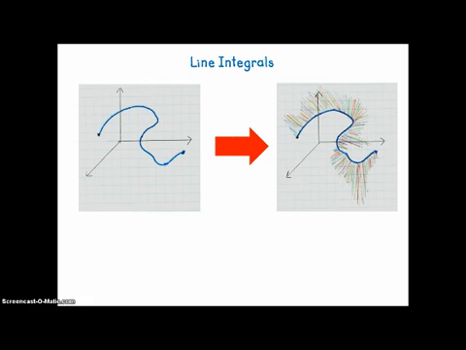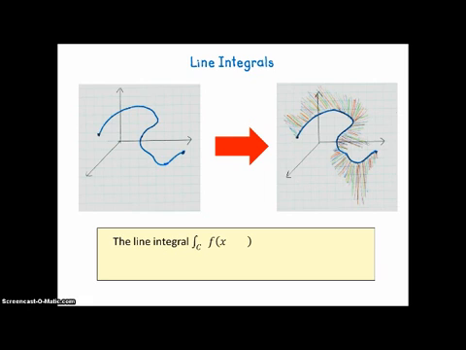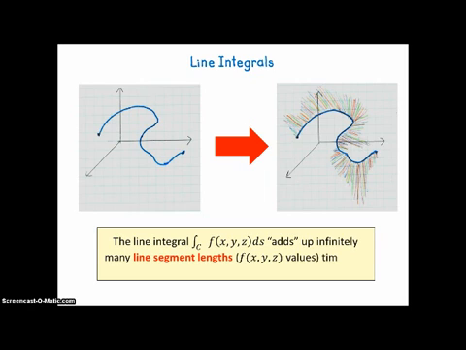changes along the x-axis. And so the line integral along C of any function of 3 variables or less or more, ds, adds up infinitely many line segment lengths, that's your f values, times the instantaneous changes ds along the curve C.